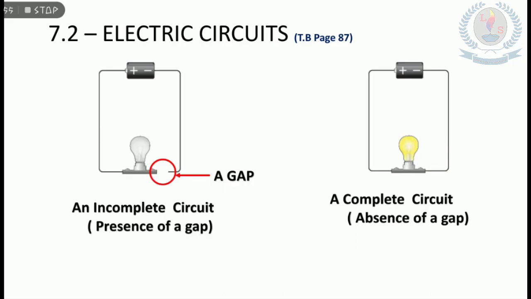Next is about complete circuits and incomplete circuits. If you observe these two circuits carefully, you can see that due to presence of a gap, the first circuit is not completed. That's why we call it an incomplete circuit. But as you can see in this second circuit, it is entirely completed, or else we can say it's completely connected. Simply remember, incomplete circuits consist of a gap, whereas complete circuits do not consist of a gap as shown in this slide.